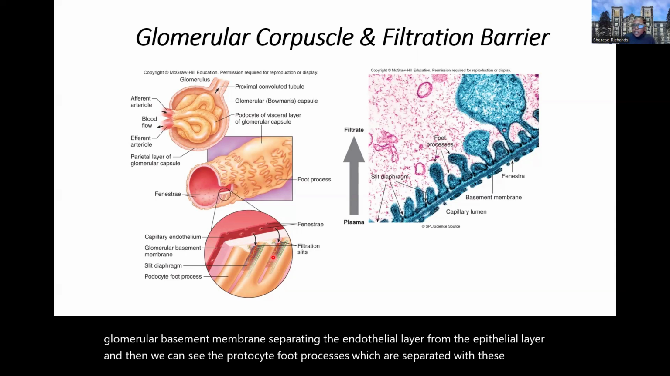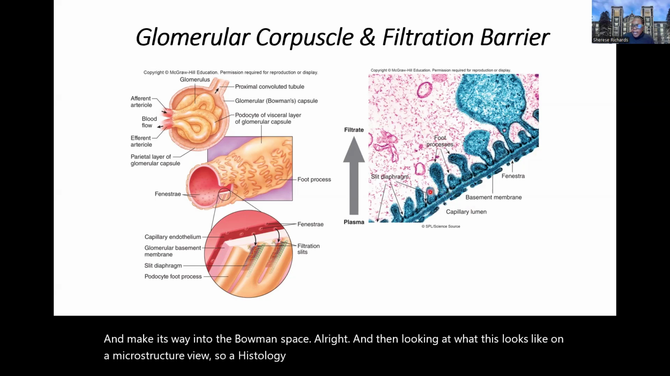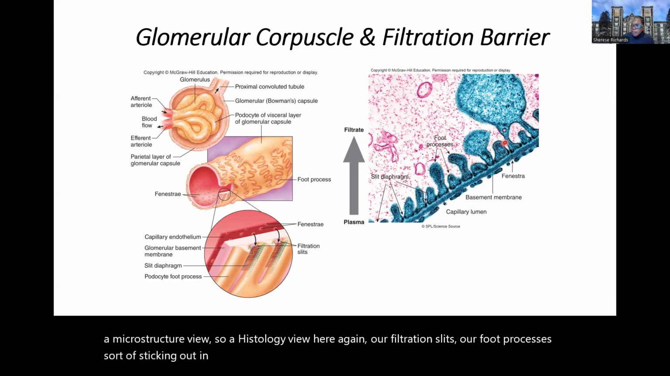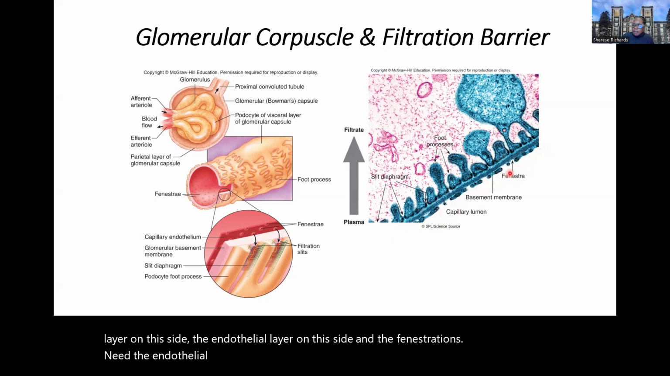And then looking at what this looks like on a microstructure view, so a histology view here, again, our filtration slits, our foot processes sort of sticking out in between those slits, our basement membrane in between the epithelial layer on this side, the endothelial layer on this side, and then the fenestrations in between the endothelial layers of the glomerular capillaries. On this side would be the capillary lumen.